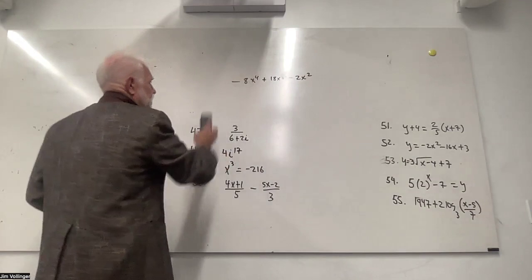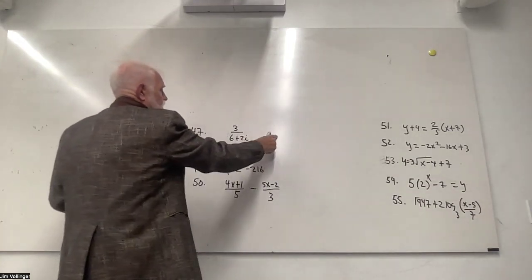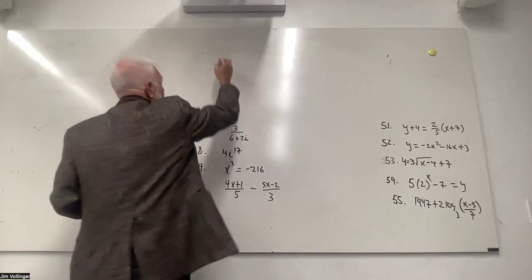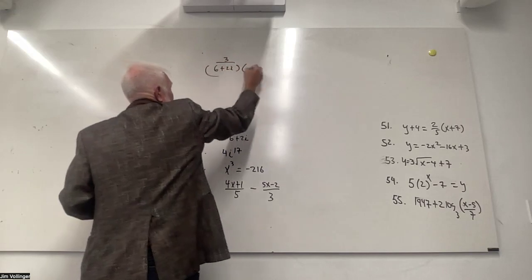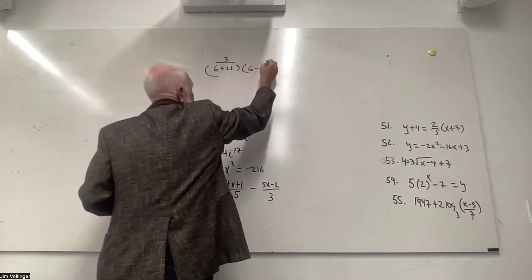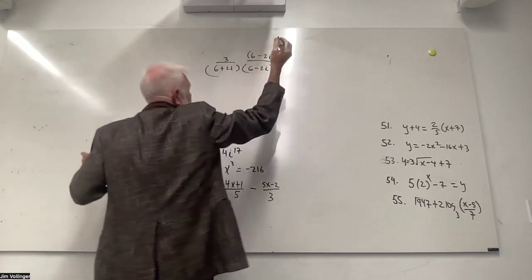All right, we're going to conjugate 3 over 6 plus 2i. I'll do the shortcut here in a second. We'll take the long route here. 6 plus 2i. So we'll change the sign here. 6 minus 2i over 6 minus 2i. We're just changing the way it looks.